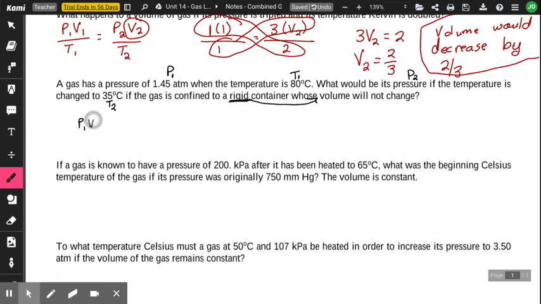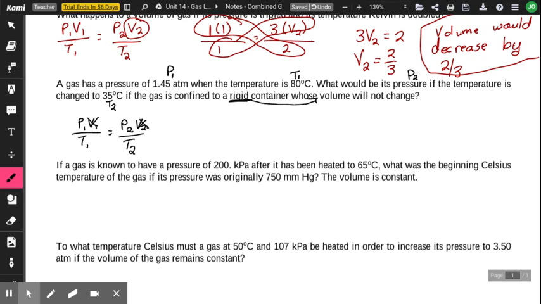So P1V1 over T1 equals P2V2 over T2. Okay, but they don't tell us our volume. So what do we do with that? Well, since our volume doesn't change, it doesn't matter. It can come out of here. So really, our equation is P1 over T1 equals P2 over T2. Okay, now we plug in our numbers. Before we do that though, again, we should be converting our degrees Celsius into Kelvin.